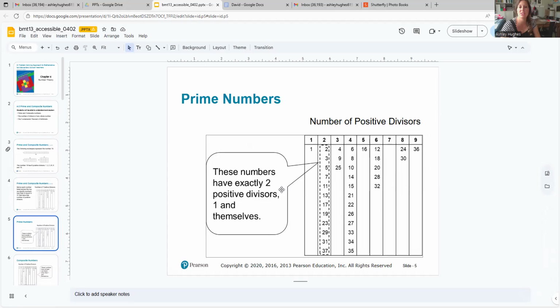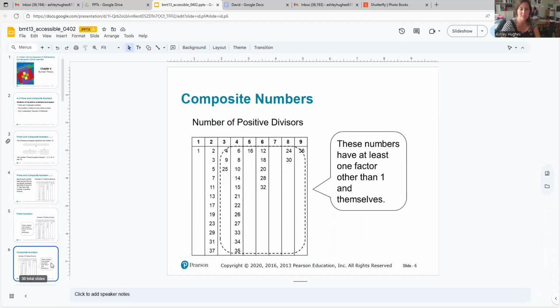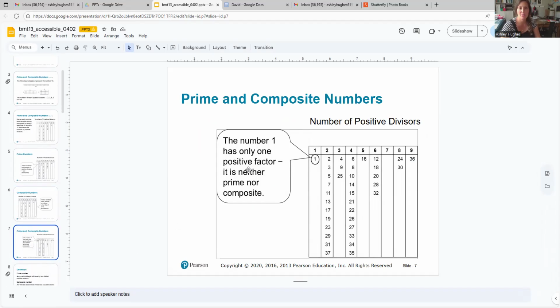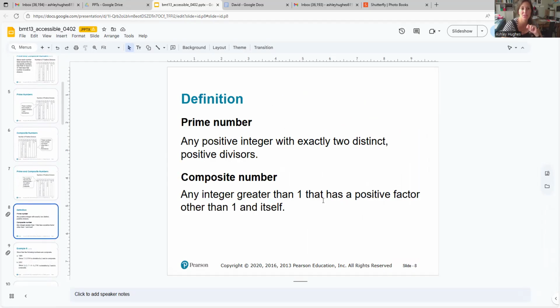These numbers have exactly 2 positive divisors, 1 and themselves. So these numbers here are the prime numbers. They can only be divided by 1 and itself. These numbers have at least one factor other than 1 and itself. The number 1 is special. It's neither prime nor composite technically because it only has one factor, itself, 1.